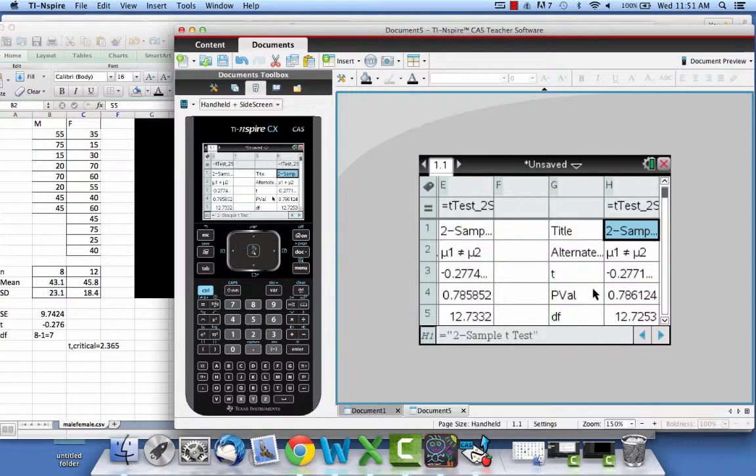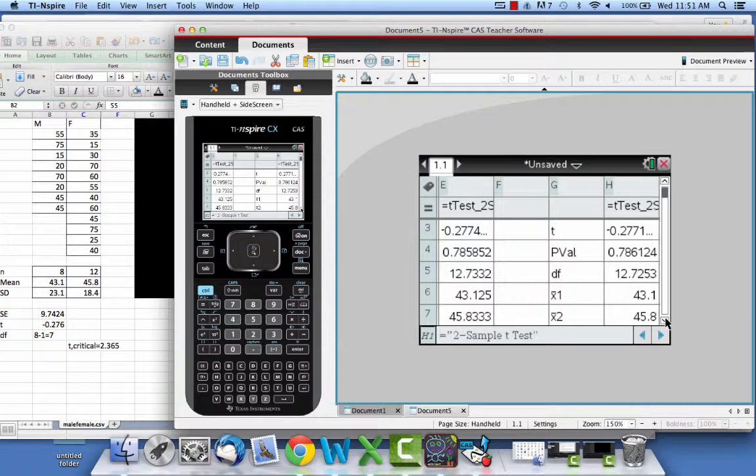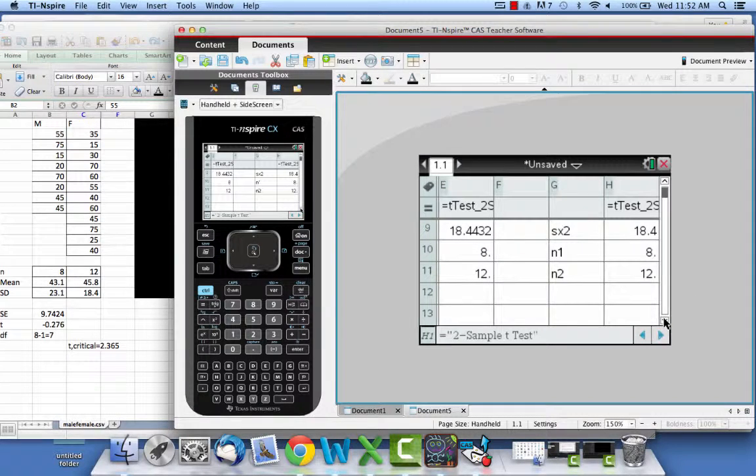The p-value is almost identical because it's based on that, right? So everything is almost the same, and the only difference is that I rounded stuff. 43.125, I rounded to 43.1, okay? So that's where the changes come from. And then it's otherwise the same. Okay, so this is how we deal with it if it is independent, an independent t-test.